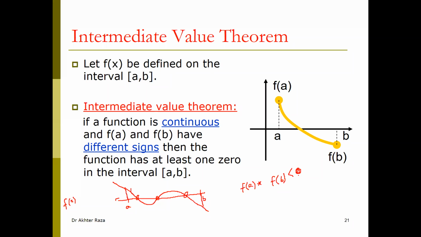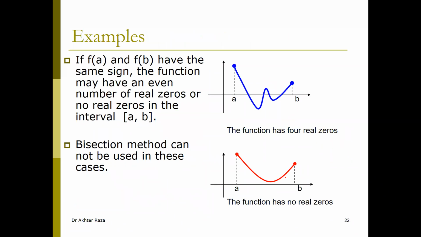Or, the other way around, we can say that if the signs are different, it is positive because it is on the upper y-axis, it is negative, the sign is opposite. If the sign is opposite, the product is less than 0. The root will exist there. At least one root will exist there. So this is the criteria.